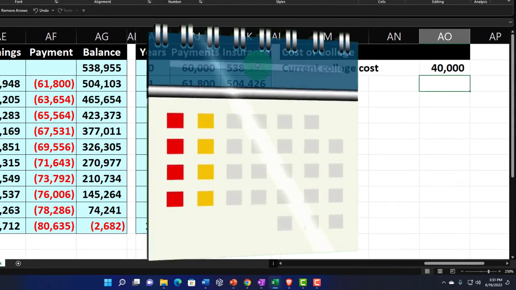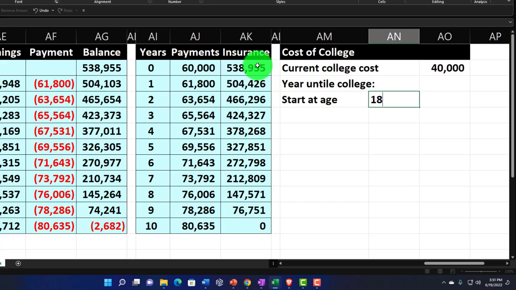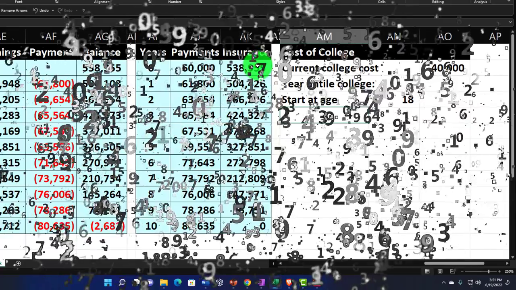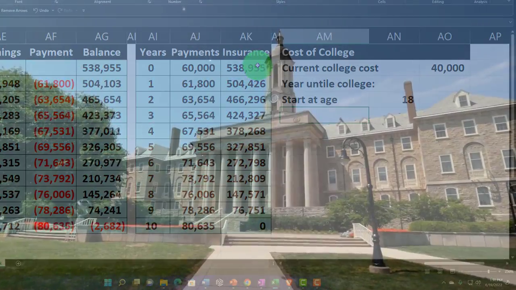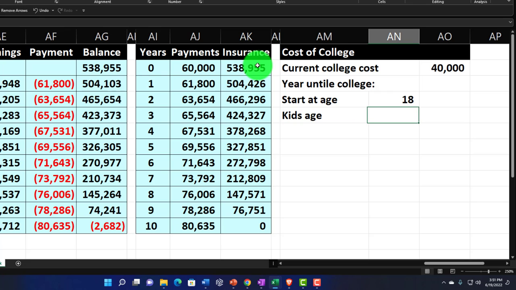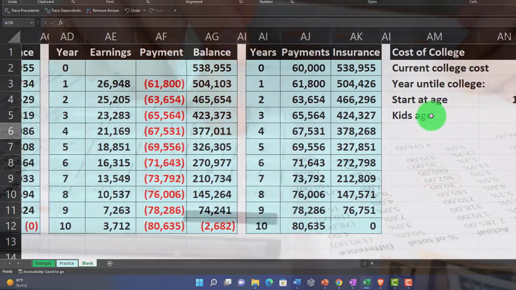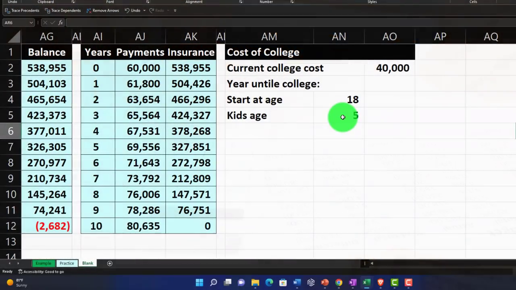Then I'm going to say the years until we need the money, years until college. Let's say that we're going to start college at age 18. I'm just going to say they're going to start college at 18, or 19 or 20, I don't know. You could be going to the city college for 2 years, whatever your plan is. And then we're going to say the current kids' age equals 5. We'll say they're five. So we got a college fund for you kids. You best get to studying.